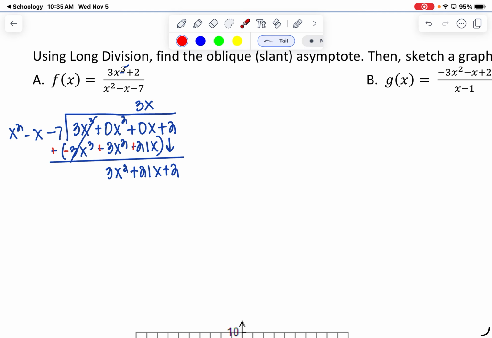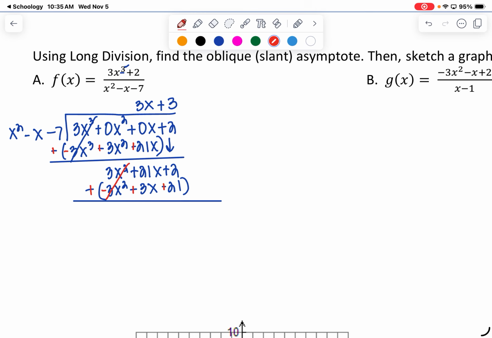Now you're going to start the process over, looking at the first term and the first term, and you're asking yourself, what do you multiply x squared by to get 3x squared, which is 3. And now you're going to continue to multiply out. So 3 times x squared is 3x squared. 3 times negative x is negative 3x. 3 times negative 7 is negative 21. Subtract this off. I don't like subtraction. I change it to add the opposite. These cancel. You have 24x plus 23 is your remainder.